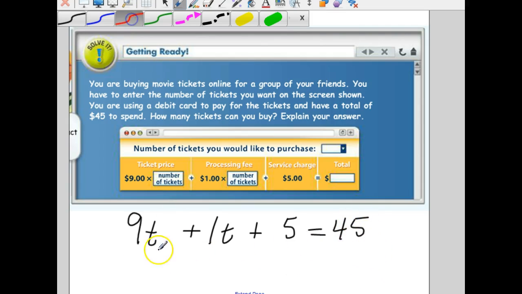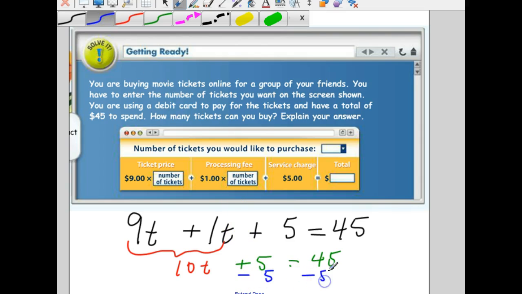Now you can combine like terms, these two. Combine the like terms and you should get 10t. You're going to add 5 to that, the processing fee, and it'll equal $45. So if you imagine you took away the amount of money you're going to have to spend on the processing fee, $5 and $5, you've got $40 left to spend.